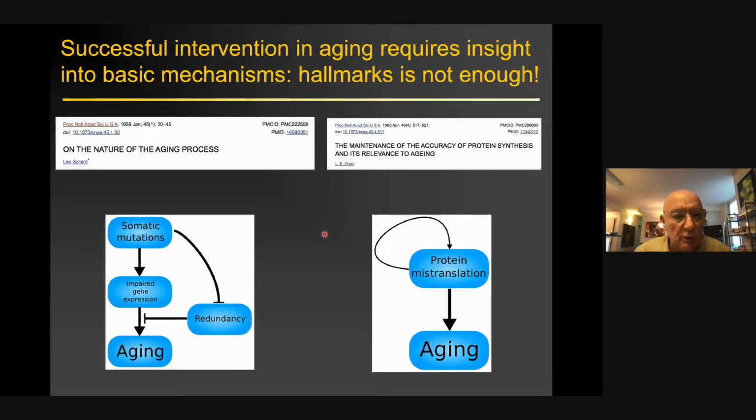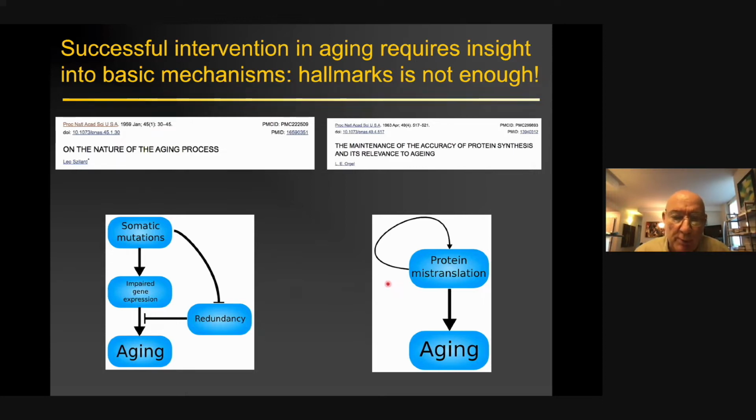Now, half a century ago, there were two basic theories of aging. One is the protein error catastrophe theory, and the other one is somatic mutation. So the argument would be that there would be an accumulation of somatic mutations in somatic cells, or an accumulation of protein errors, or both maybe, that would ultimately be responsible for aging as the ultimate cause.